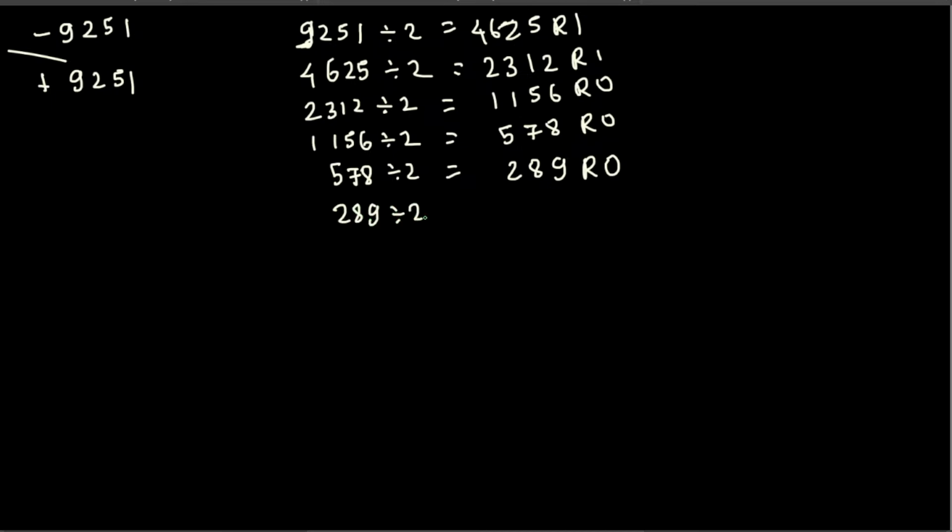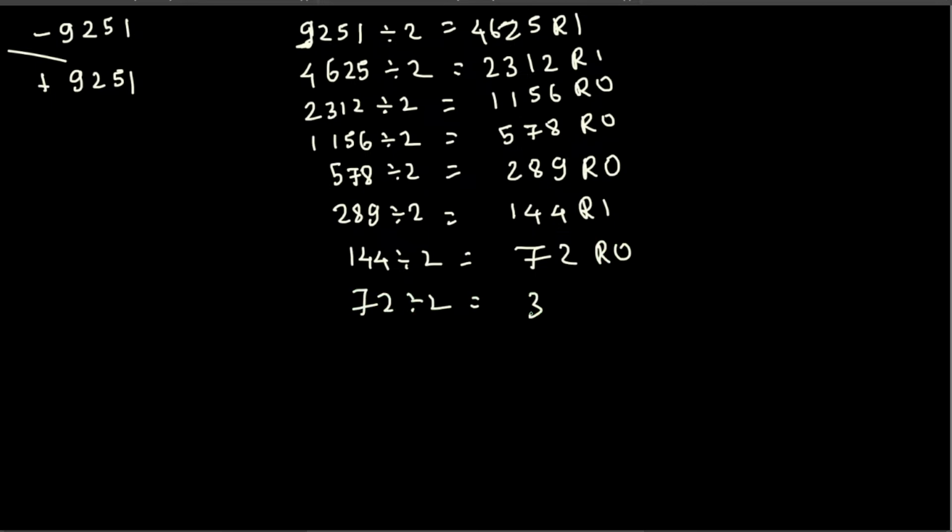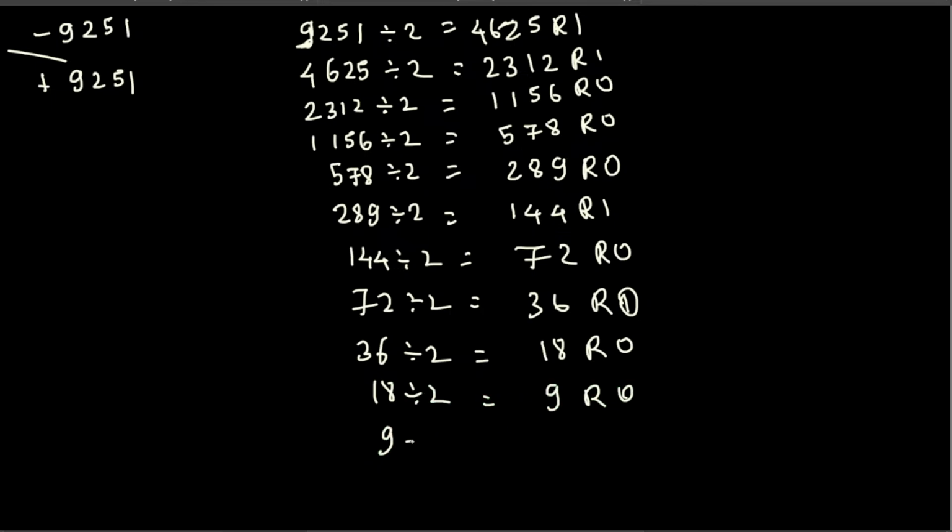289 divided by 2, that gives us 144, and the remainder is 1. 144 divided by 2, that gives us 72, and the remainder is 0. 72 divided by 2, that gives us 36, and the remainder is 0. 36 divided by 2, that gives us 18, and the remainder is 0. 18 divided by 2, that is 9, and the remainder is 0. 9 divided by 2, that gives us 4, and the remainder is 1 actually.